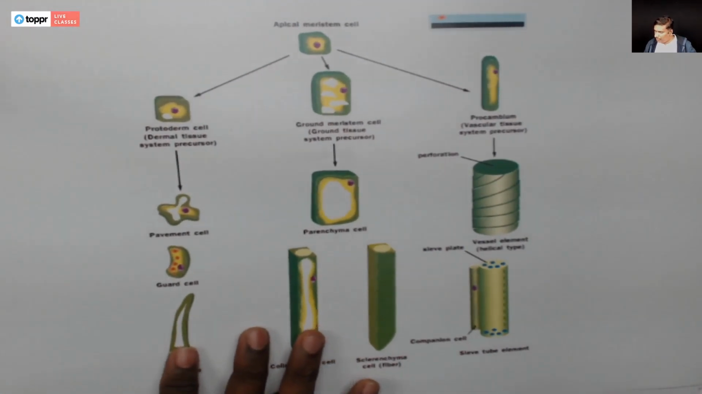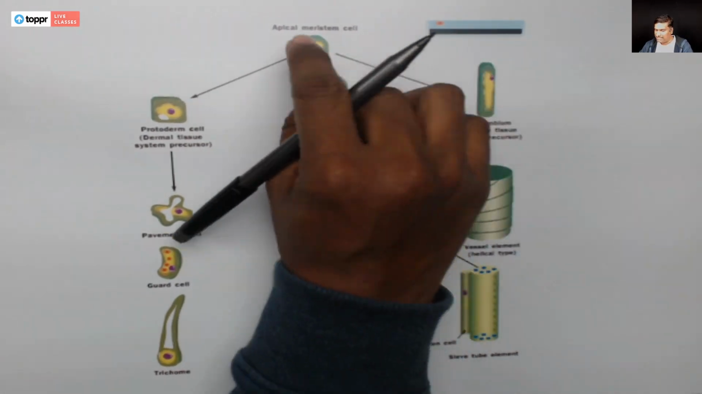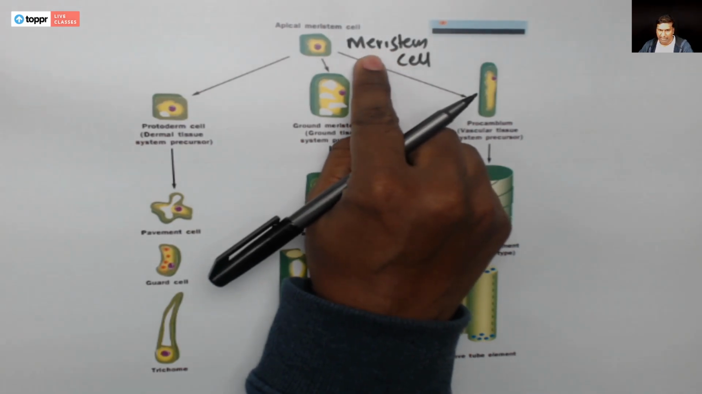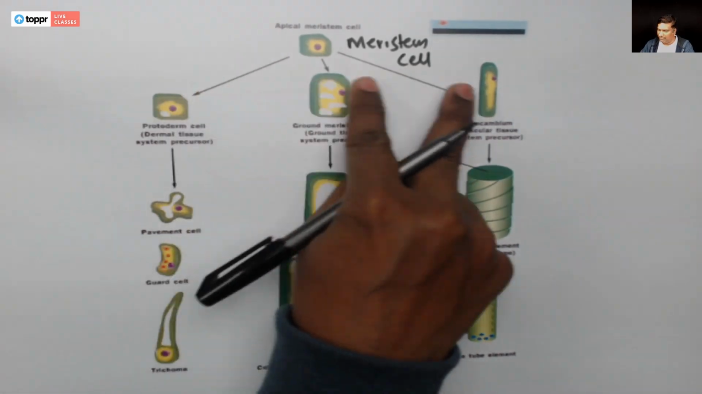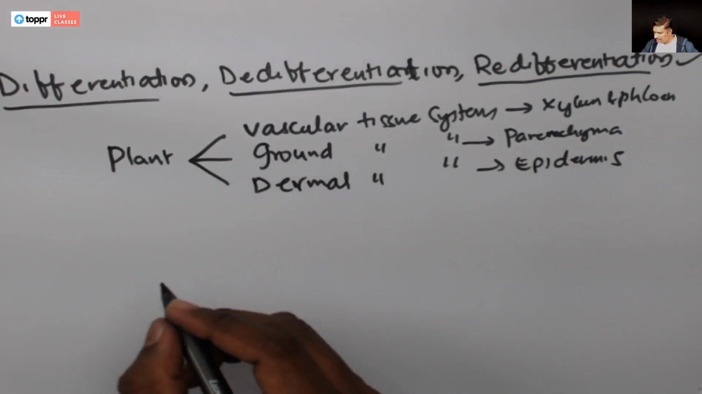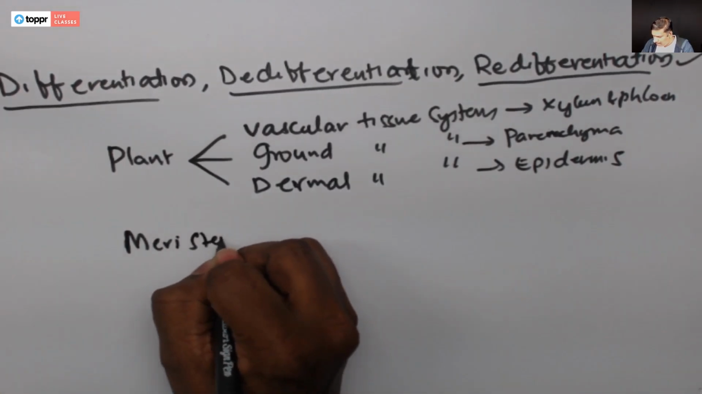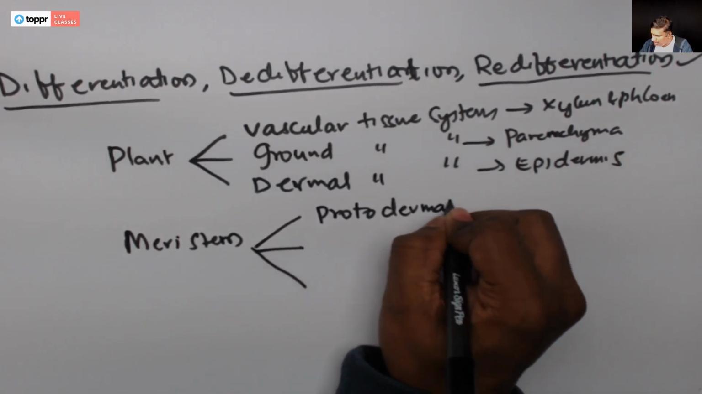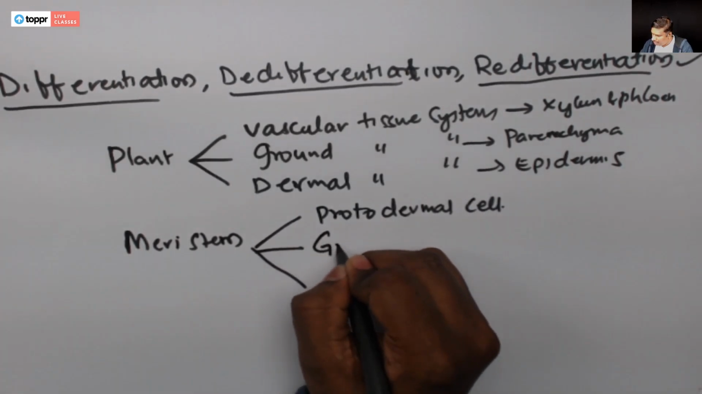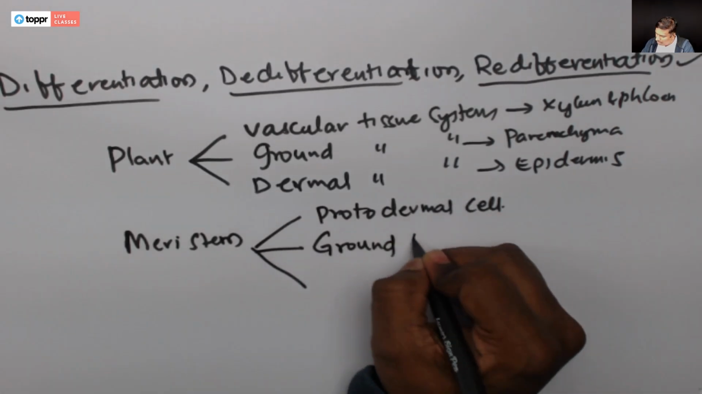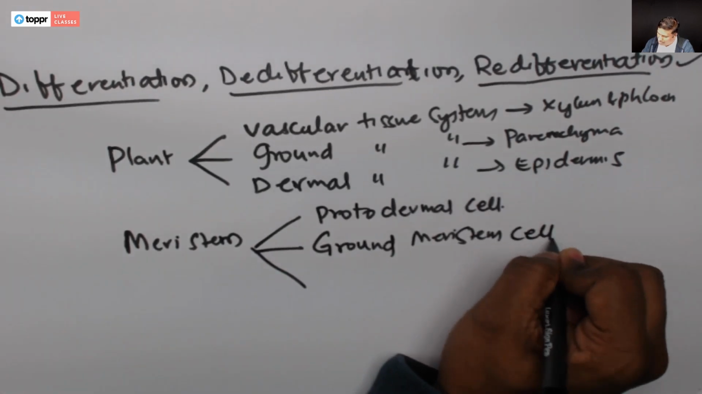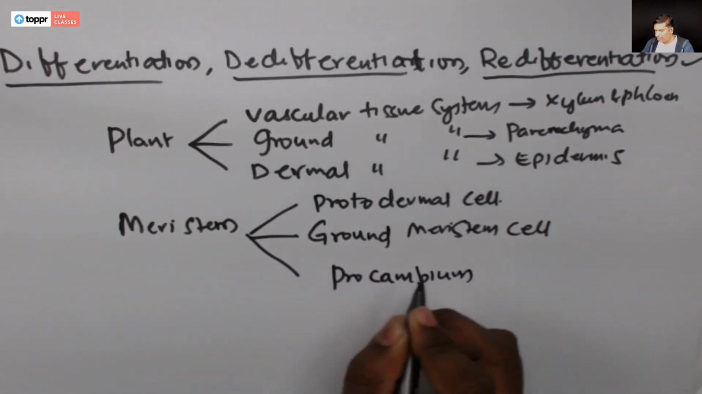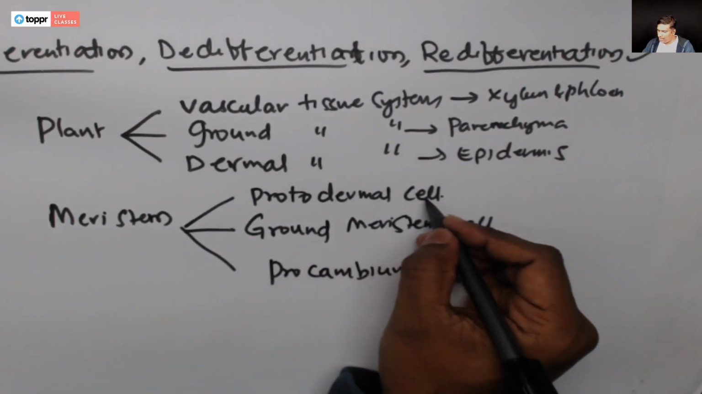Here is the apical meristem cell. Don't worry if you can't see the text. This apical meristem cell will give rise to three different kinds of cells. One is the protodermal cell, then the ground meristem cell, and then you have your procambium. So from the meristem cells you are getting three cells: the protodermal cell, the ground meristem cell, and the procambium.